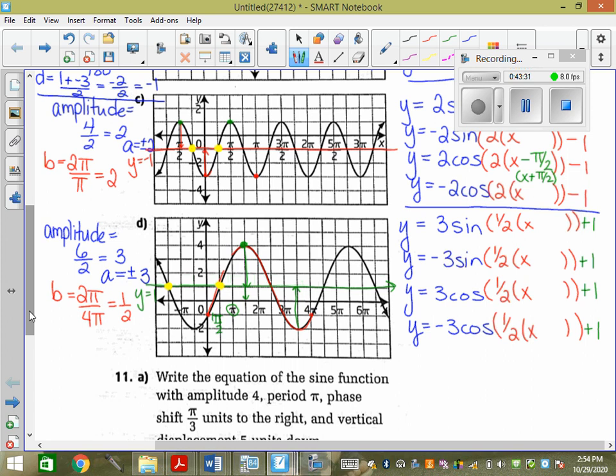1 pi divided by 2. Then this would be 2 pi divided by 2, which reduces to pi. This would be 3 pi divided by 2. This would be 4 pi divided by 2, which reduces to 2 pi. This would be 5 pi divided by 2. This would be 6 pi divided by 2, which is 3 pi. This is 7 pi divided by 2. I could just keep going on for life, right? So where's this one happening? 3 pi over 2 to the right. So I'm going to go x minus 3 pi over 2.